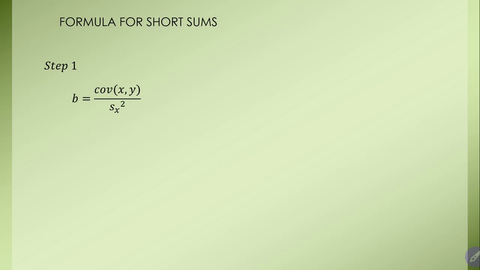Now what is the formula for B? Formula for B is covariance xy upon sx square. Now this covariance xy is also known as sxy.